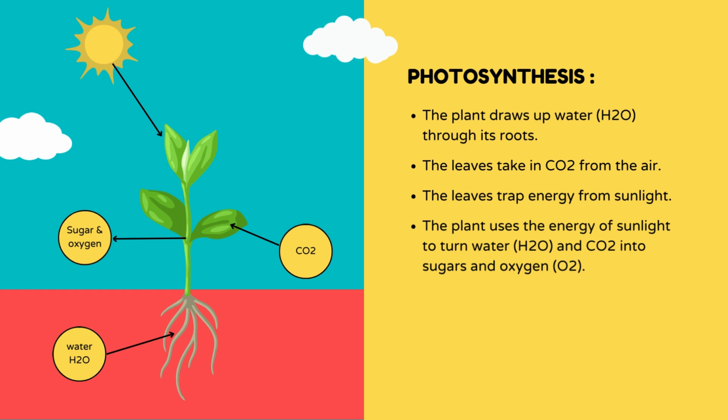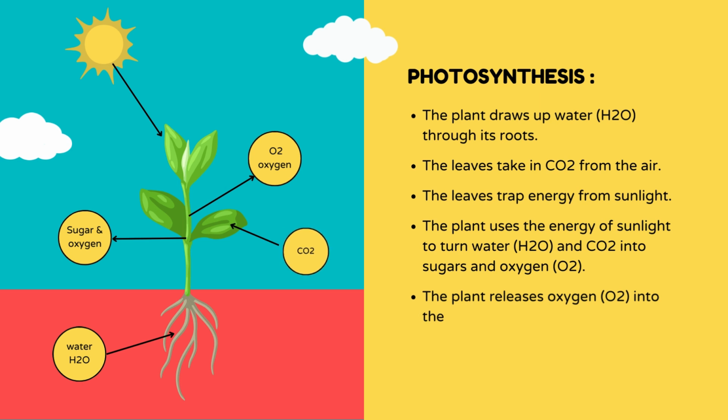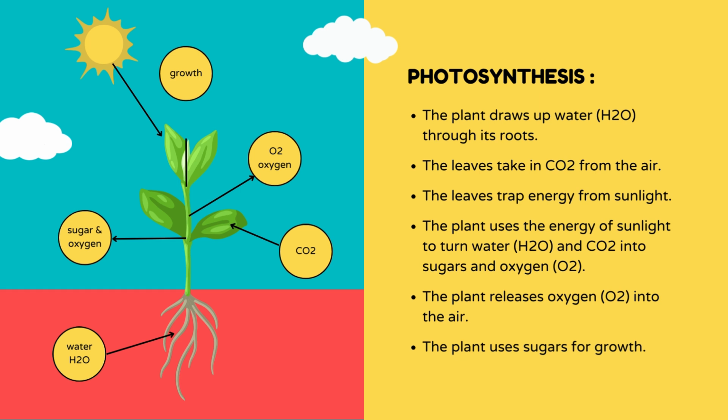The plant uses the energy of sunlight to turn water and carbon dioxide into sugars and oxygen. The plant releases oxygen into the air. The plant uses sugars for growth.